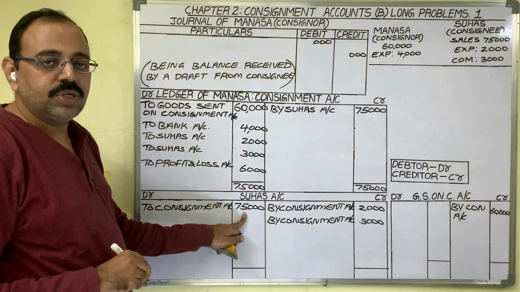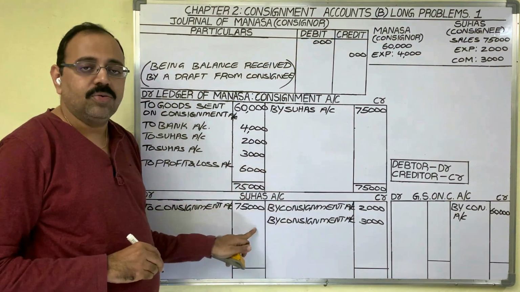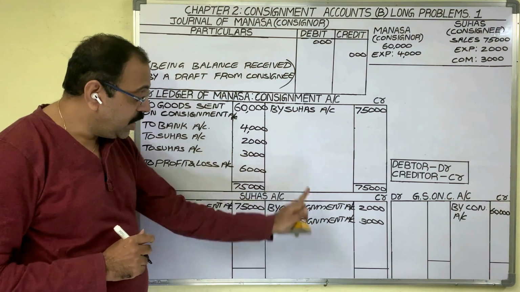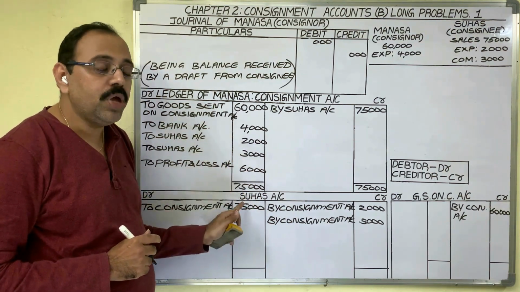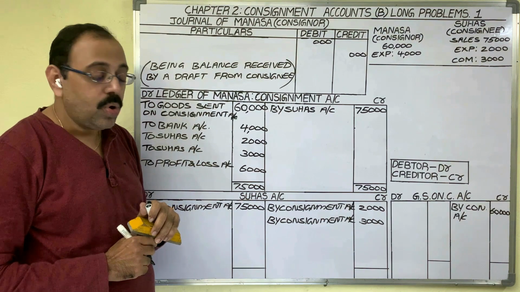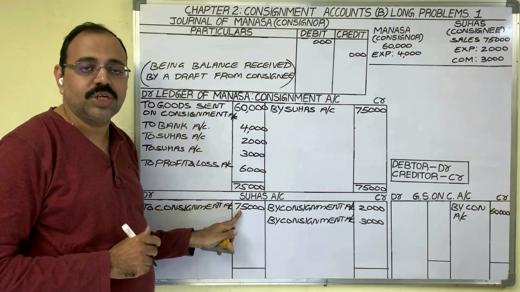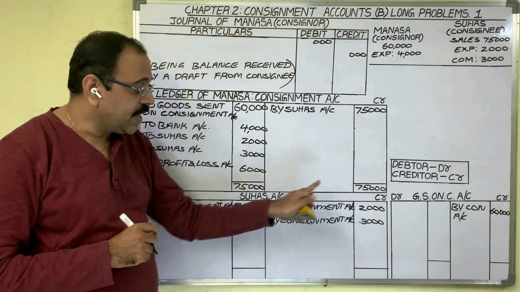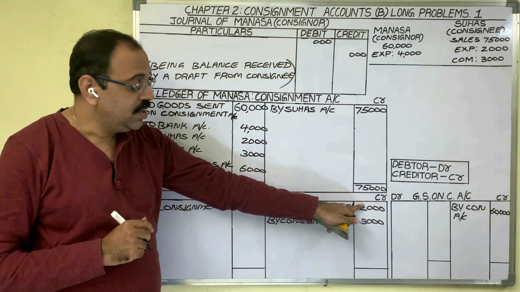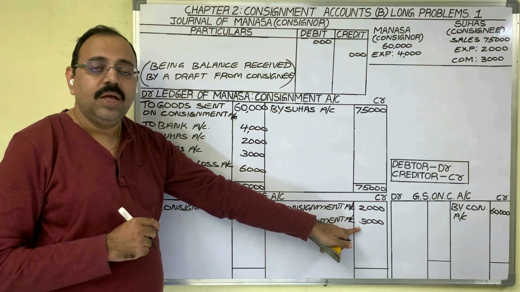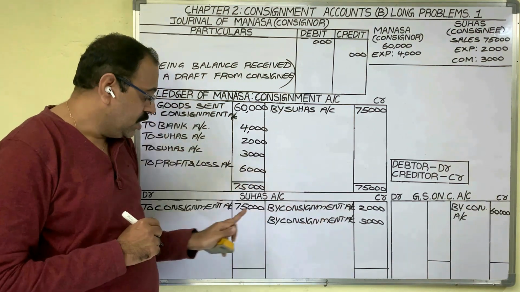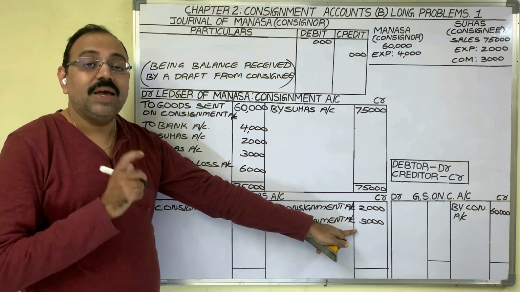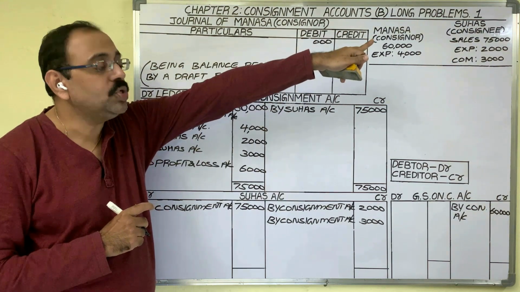Come to Suhas account. Now we have to close Suhas account. Suhas account is a personal account and the purpose of preparing this account is to know the due amount from Suhas. Suhas sold the goods for 75,000. From this 75,000, he is going to deduct his expenditure 2,000, his commission 3,000. Then how much will be the remaining amount? 75,000 minus 5,000, 70,000. 70,000 is the due amount from Suhas.